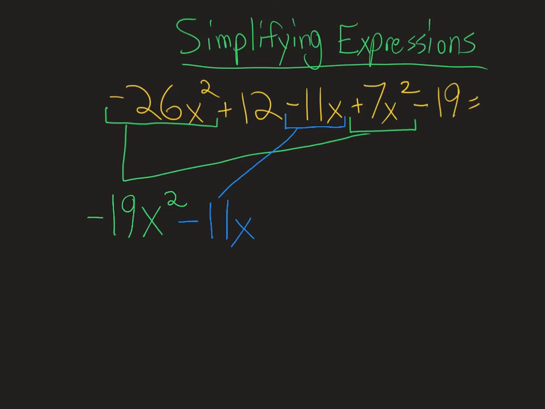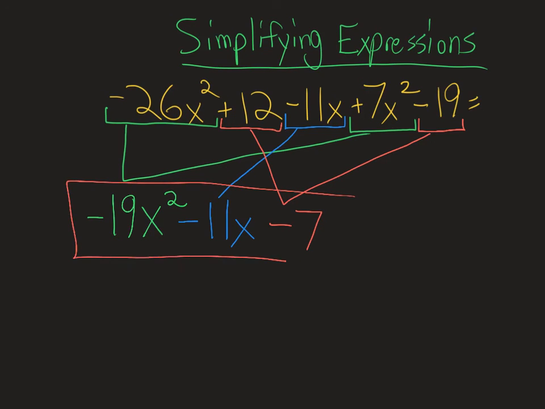All right, next. Any constants? Yep, I've got that positive 12. And I've got that negative 19. That's my last thing to combine. And 12 and negative 19 is negative 7. Good guys, bad guys. There you go.